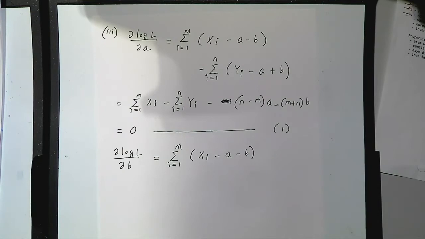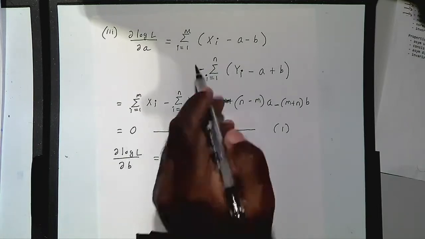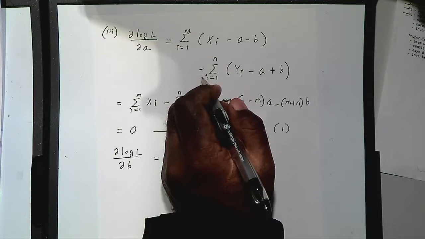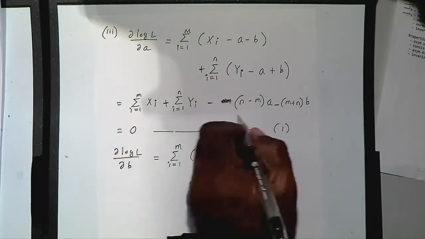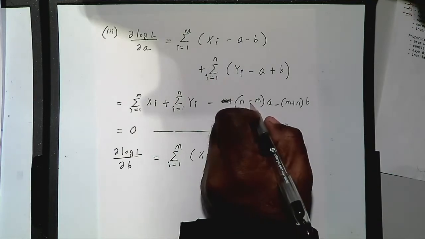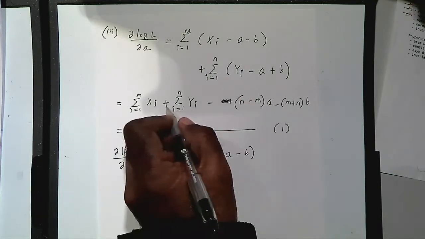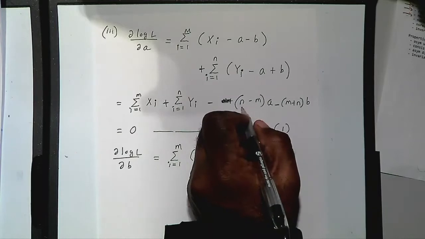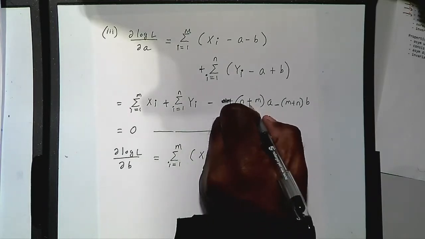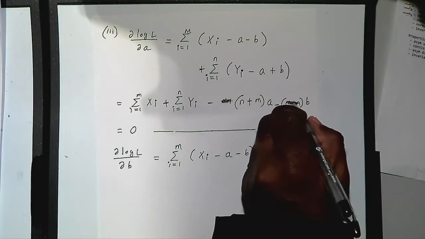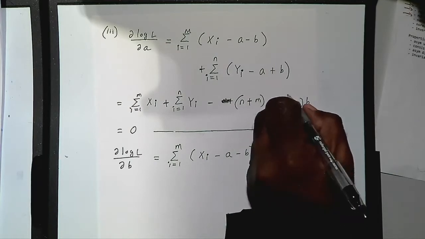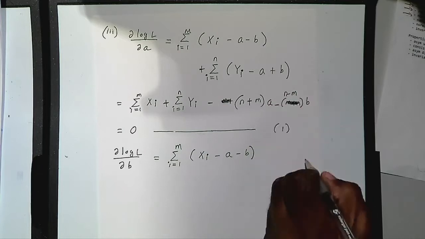Minus plus minus. Oh, I think this should be a plus, right? This should be a plus, guys. Sorry, I'm being stupid today. I don't know why. So this should be a plus. So that means this will be a plus, and this will be n minus m, right, over here, okay?